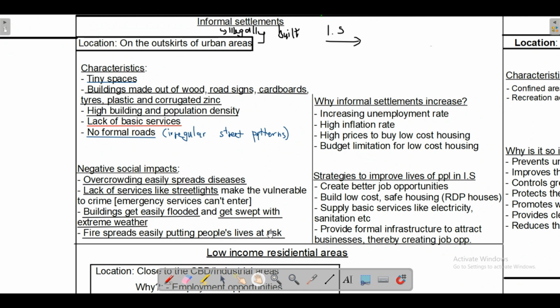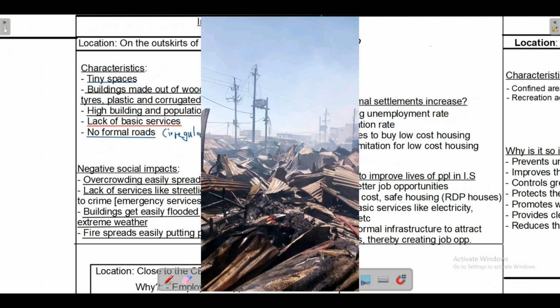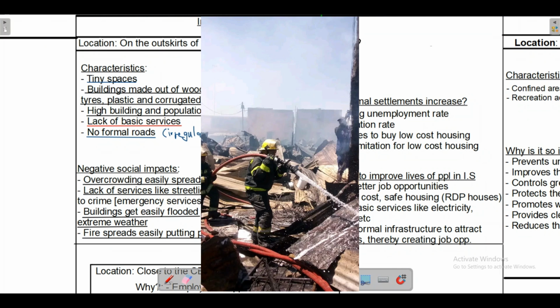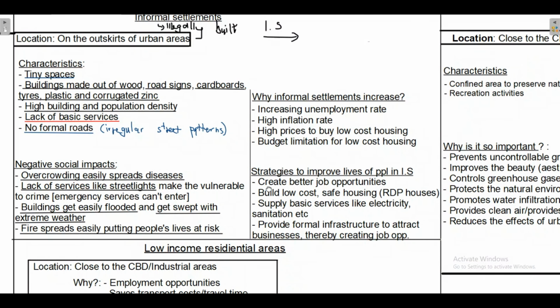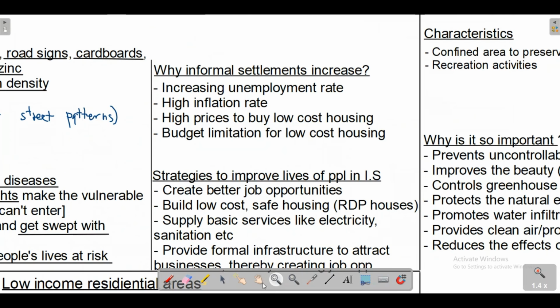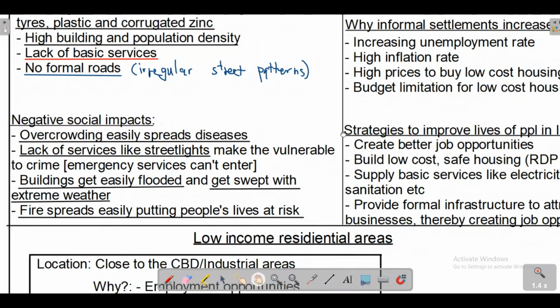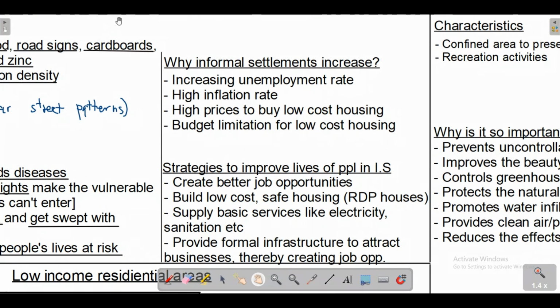Because these buildings are made of wood and plastic, those are flammable, right? So it's easy for the fire to spread because the buildings are right close to each other. If one building burns, then everyone is at huge risk, because it's easy for the material to burn and buildings are right next to each other. So those are some of the negative social impacts that residents of informal settlements face.